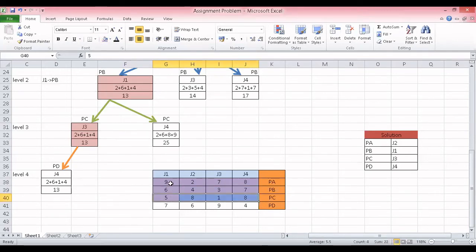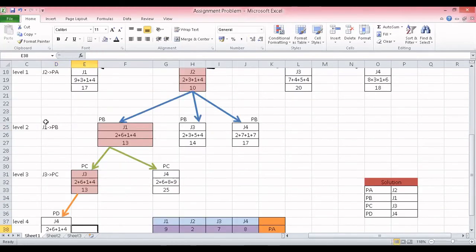What and all jobs are over? Job 1 is assigned to person B. Job 2 is assigned to person A. Job 3 is assigned to person C. So all I'll highlight with purple color. Job 3, see I'm typing it, is assigned to person C.